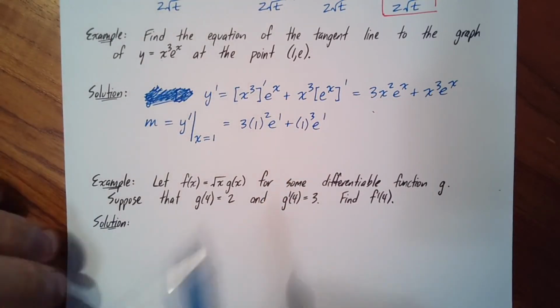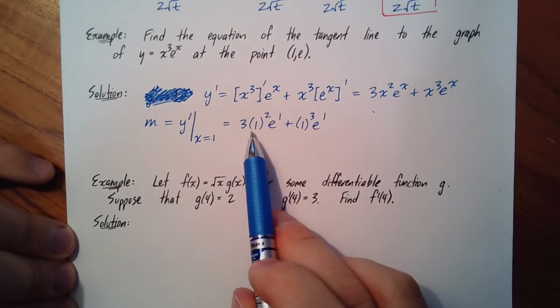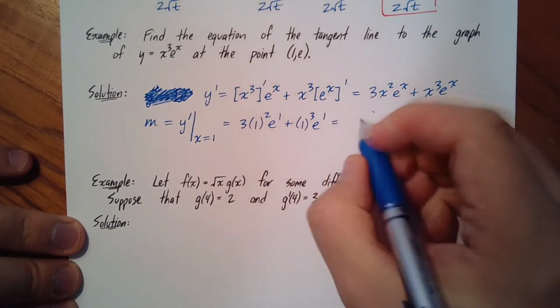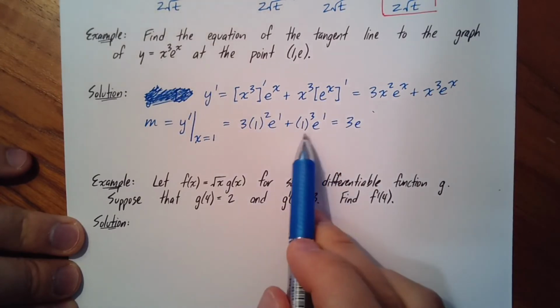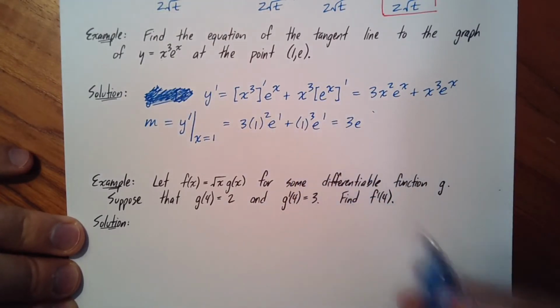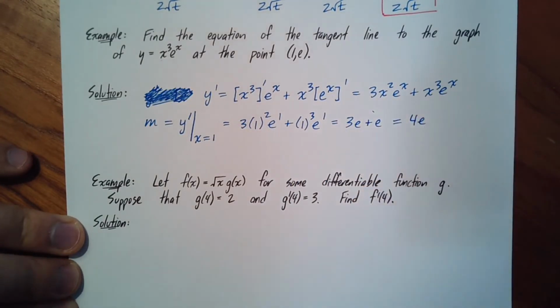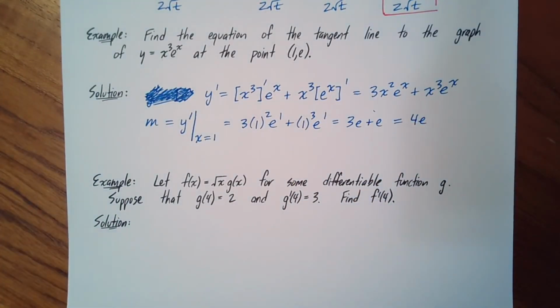So what's going to happen? This is really just going to be 3 times 1 squared, which is 3. E to the 1 is just e. So this is just going to be 3e. And the second term, 1 cubed is just 1. E to the 1 is just e. So we got 3e plus e, which is 4e. Okay, so that's our slope.